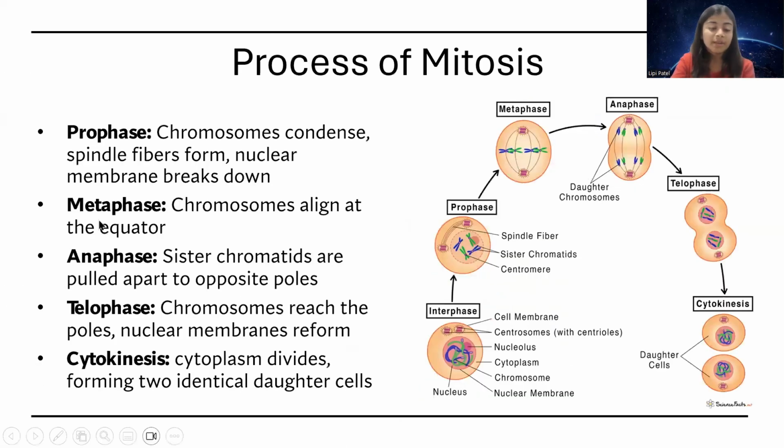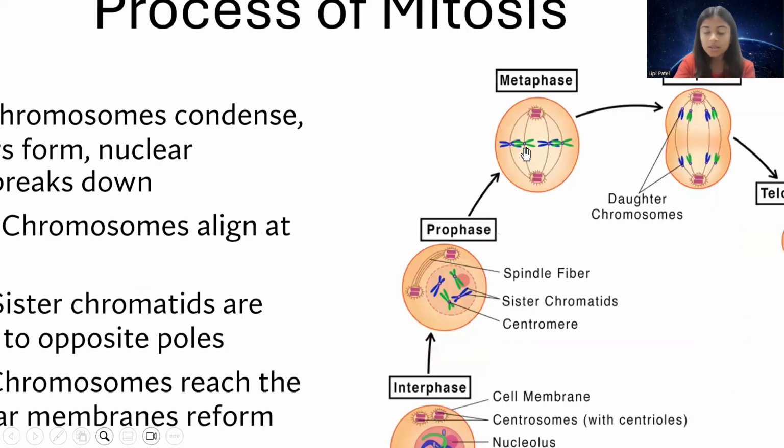Okay, so metaphase. Chromosomes align at the equator. If you can see here, all the four chromosomes have aligned themselves at the equator, and because there is no nuclear membrane now, they are out in the cell, and the spindle fibers have attached themselves to the centromere from centrioles.